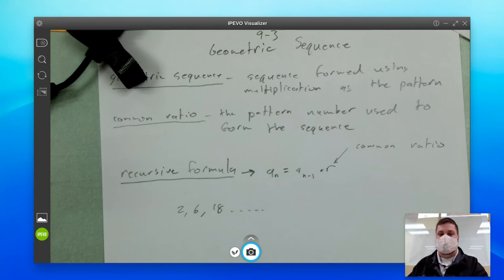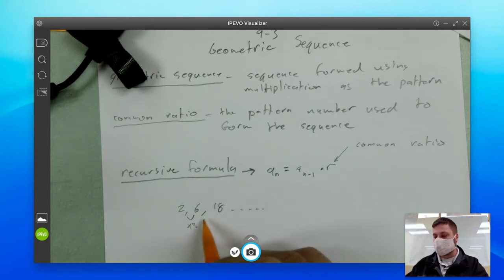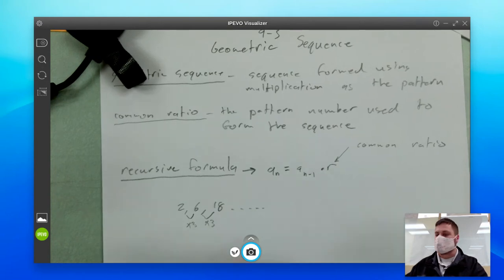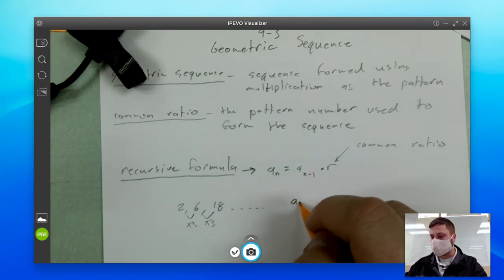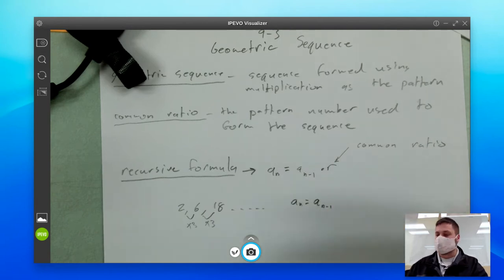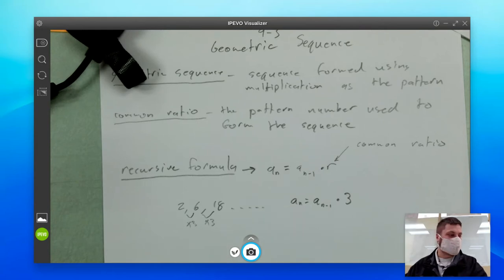here, of course, the pattern is times 3 each time. This is why this is a geometric sequence. The recursive formula would be that the nth term of A is equal to the n minus 1 term, or the term right before it, times 3. That would be the recursive formula. Very, very easy.